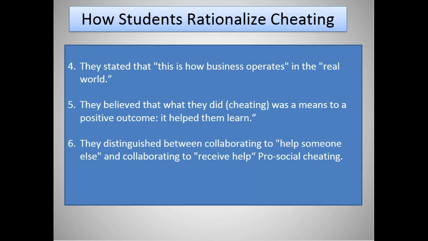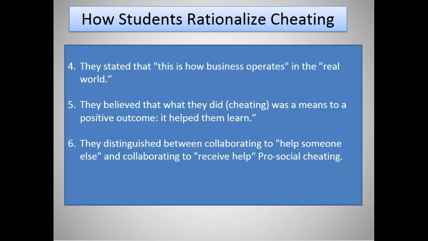They believe that what they did was a means to an end. This was how I studied. I found those answers, and working with those answers actually helped me learn the material. And maybe a side note or a slight tangent, students differentiate what is often called pro-social cheating, right?